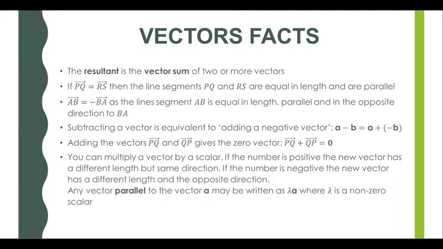You can multiply a vector by a scalar. If the number is positive, the new vector has a different length but the same direction. If the number is negative, the new vector has a different length and opposite direction. Any vector parallel to the vector A may be written as lambda A, where lambda is a non-zero scalar.